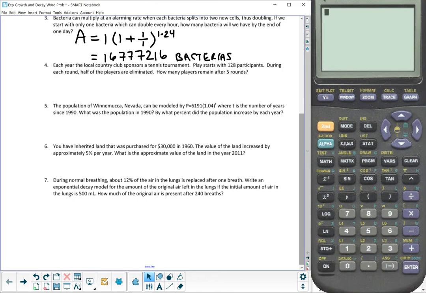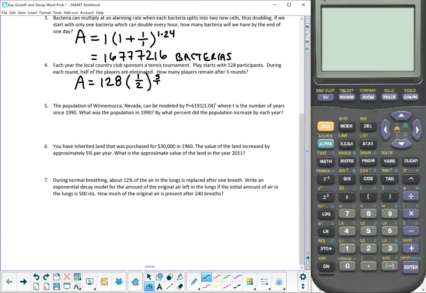All right, so this one is going to be based off of the half-life, and this is exactly a half-life equation, because half of the players are eliminated after every round. So our formula is going to be A equals, starting with 128. That's our principal. We're going to lose half of it. You can write half, or you can write 50%. I'm going to write half down, and that's going to happen for 5 rounds.